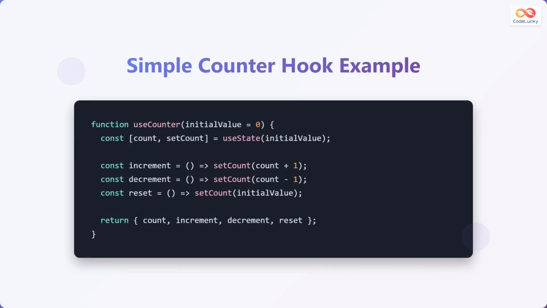Let's walk through a simple example of a custom hook that implements a counter. The custom hook is named useCounter. It takes an optional initial value as an argument, which defaults to 0. Inside the hook, it uses the useState hook to create a state variable called count, along with a function to update it called setCount. The hook then defines three functions: increment, which increments the count by 1, decrement, which decrements the count by 1, and reset, which resets the count to the initial value. Finally, the hook returns an object containing the count value and the three functions.